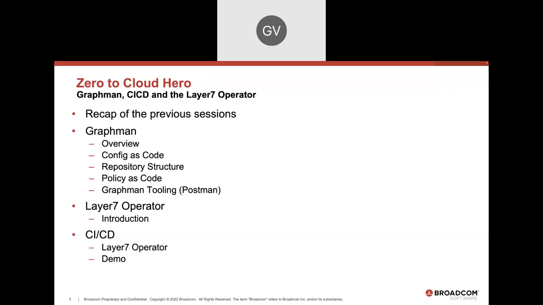I'll then introduce the concept of config as code and how that works with Graphman and how it'll work with a gateway in the future. The repository structure that we'll get with Graphman and config as code, so the repository being a source of truth for gateways. We'll then take a look at policy as code, so I'll go into a bit of context as to what that is, where we currently are with that and Graphman, and where we're looking at getting to in the future. We'll then take a look at some of the Graphman tooling.